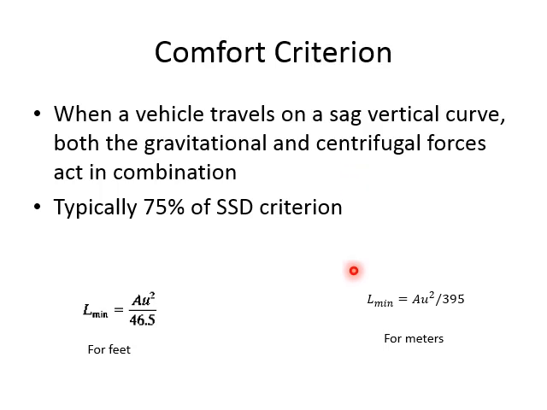So we have the equation according to the comfort criteria here. A means the absolute difference of gradient and U is the speed. The minimum length of the curve according to the comfort criteria will be taken using this equation, and if you are doing it in meters, then use this equation. Usually this length is 75% of the length which you will get from the sight distance criteria, but you have the equation, so you can calculate the exact value.